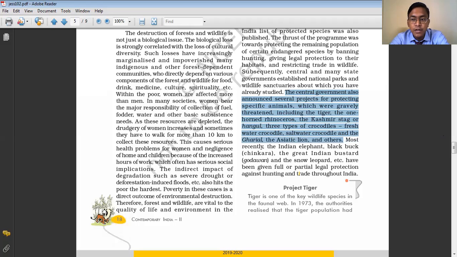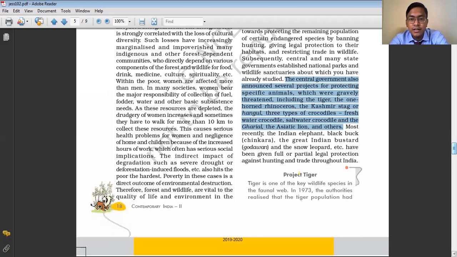In our country, we can find that animals like the tiger, the Kashmiri stag or hangul, the crocodiles, the Asiatic lions, and the elephants have reduced drastically in number because of illegal hunting and poaching. The number of these species has gone down to a limit that if they are not protected, a day will come that they will become extinct. So in order to protect these species, the government has introduced various projects, and some of these are like Project Tiger, which we will be discussing.